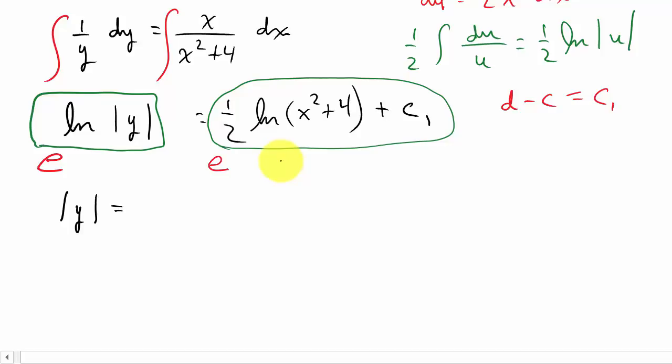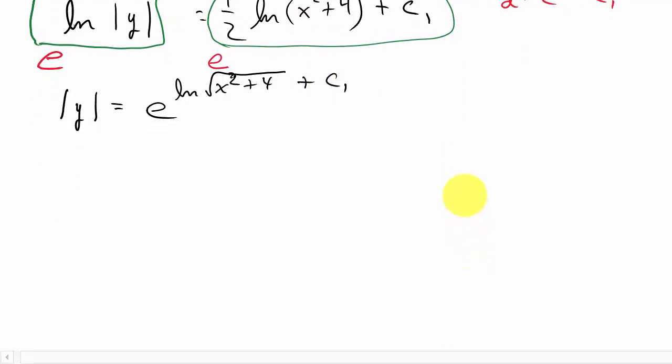I need to rewrite this a little bit, so I'm going to take this 1/2. Remember this 1/2, we can bring it back into the exponent, so that's going to give me x squared plus 4 raised to the 1/2. So that's going to give me e raised to the natural log, and that's going to be x squared plus 4 to the 1/2, or what? The square root of x squared plus 4. Remember, to the 1/2 power is a square root, plus c1.